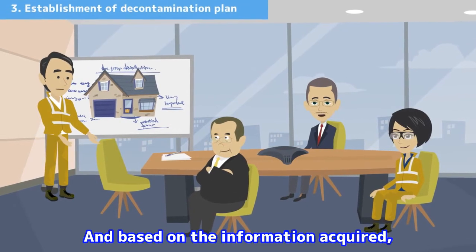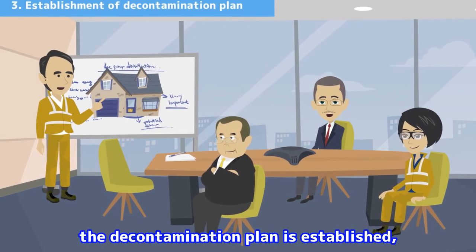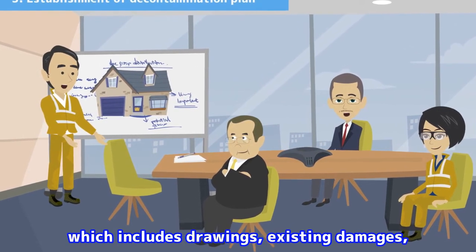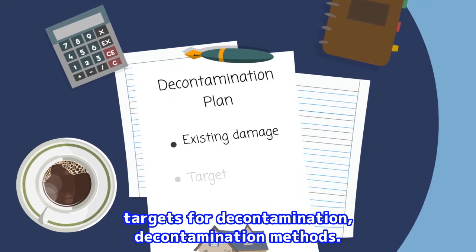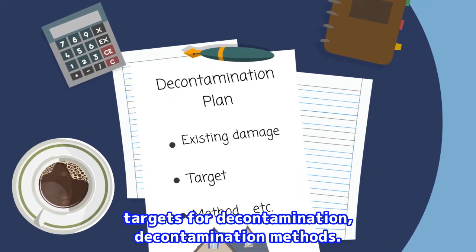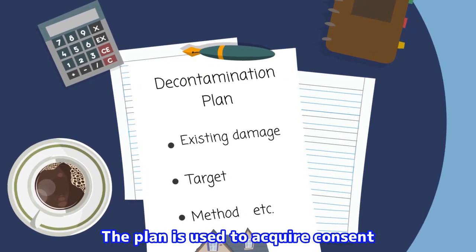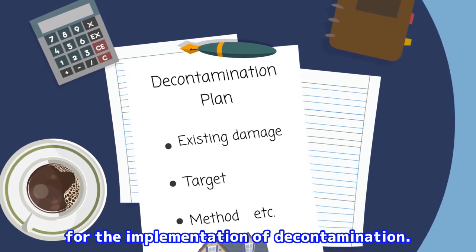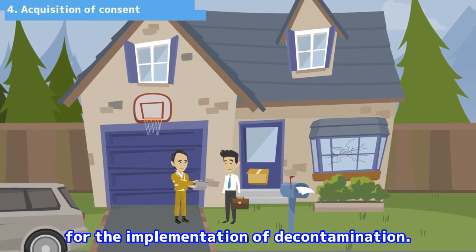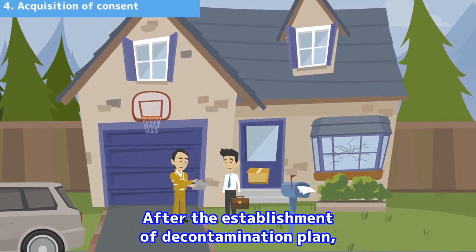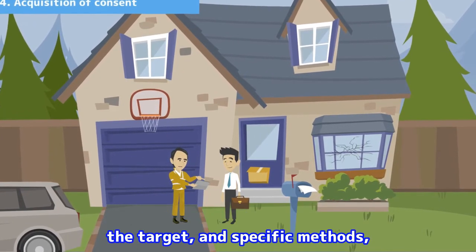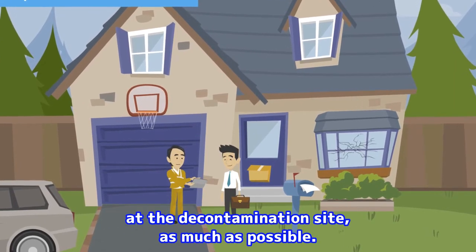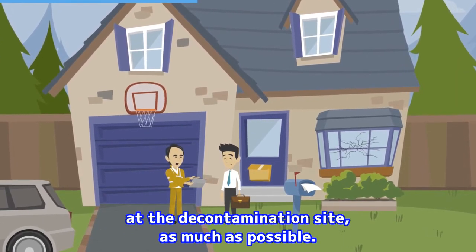And based on the information acquired, the decontamination plan is established, which includes drawings, existing damages, targets for decontamination, decontamination methods. The plan is used to acquire consent of associated persons for the implementation of decontamination. After the establishment of decontamination plan, the target and specific methods are elaborated to residents at the decontamination site, as much as possible.